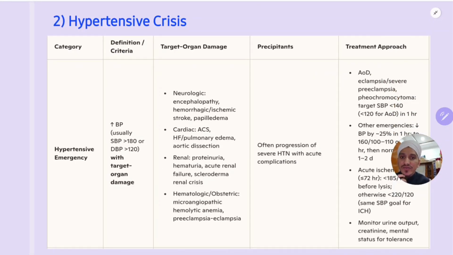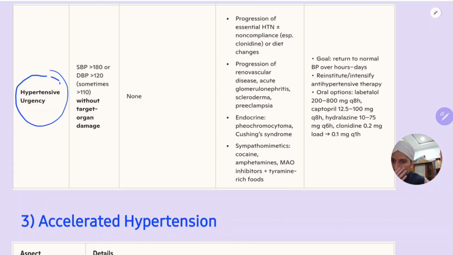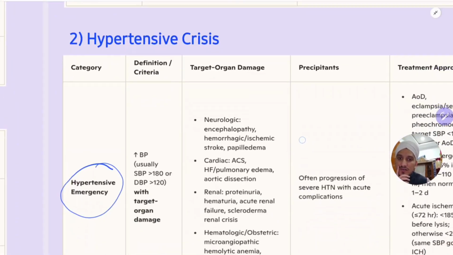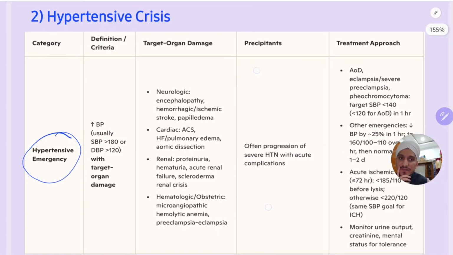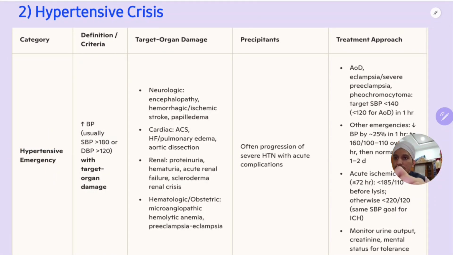And now coming to the hypertensive crisis. As I said, there are two things in hypertensive crisis. One is hypertensive emergency, and the second one is hypertensive urgency. You say hypertensive emergency when the BP is increased, usually systolic BP more than 180 or diastolic BP more than 120, with target organ damage.